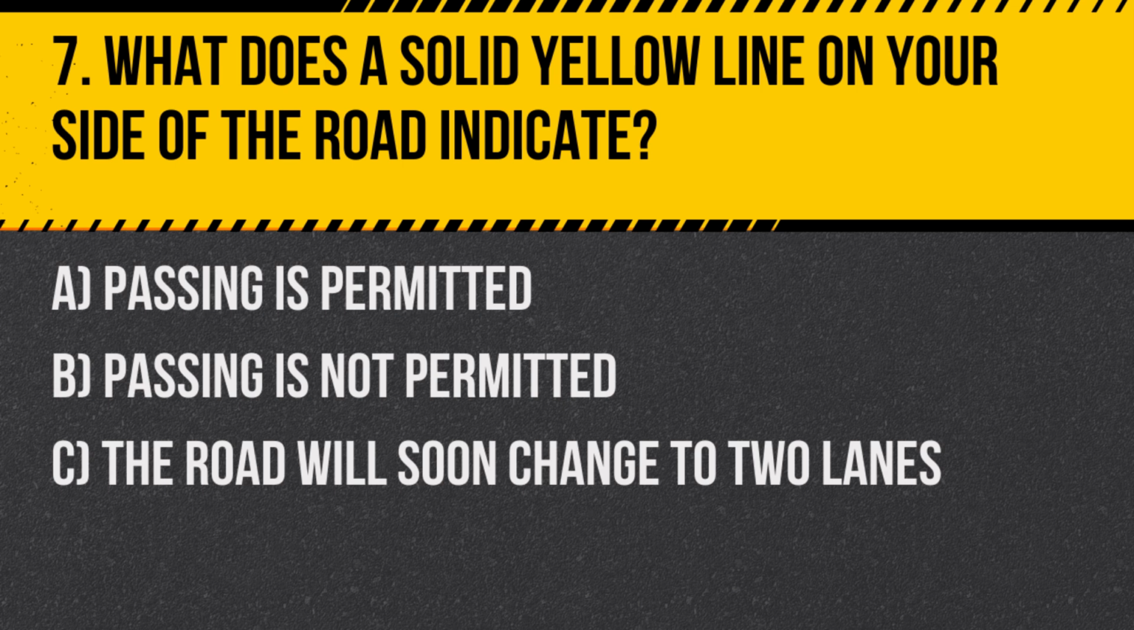Question 7. What does a solid yellow line on your side of the road indicate? A. Passing is permitted. B. Passing is not permitted. C. The road will soon change to 2 lanes. Answer. B. Passing is not permitted. A solid yellow line on your side means you should not cross it to pass vehicles ahead.